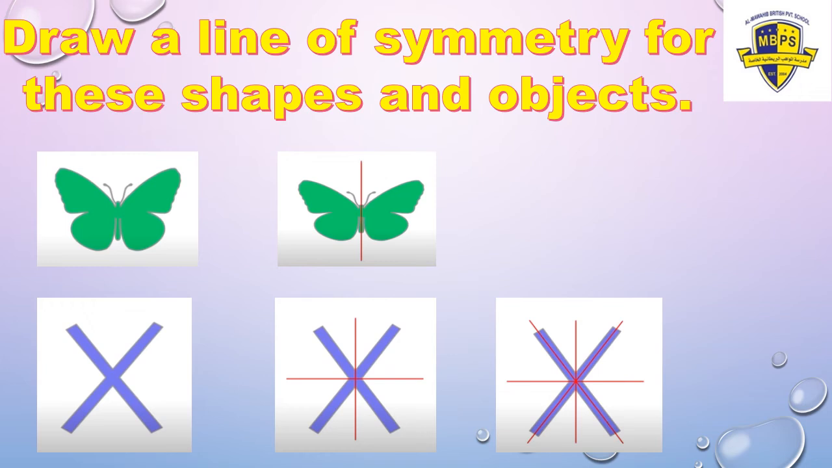So how many lines of symmetry does this X have? Come on, count and tell me. Very good. The picture X has got 4 lines of symmetry. So children, if you remember, we also studied in the previous slide that any symmetrical figure can have more than 1 line of symmetry. Okay?